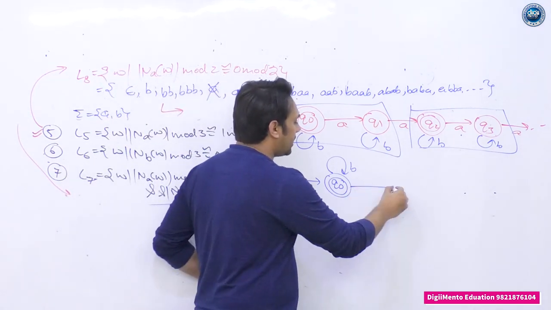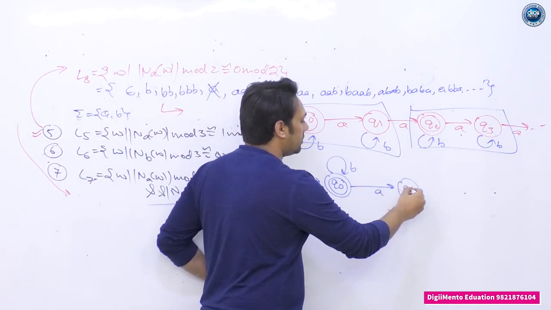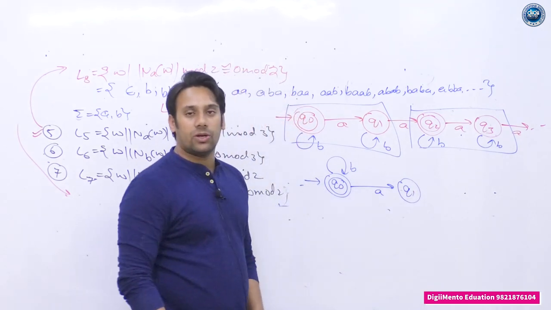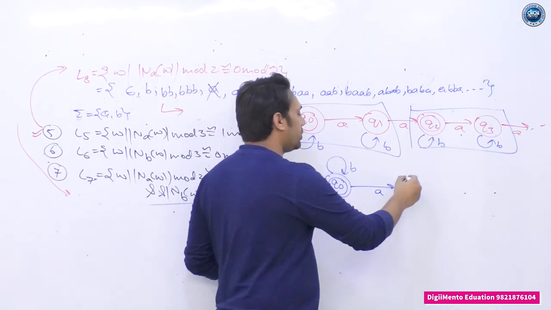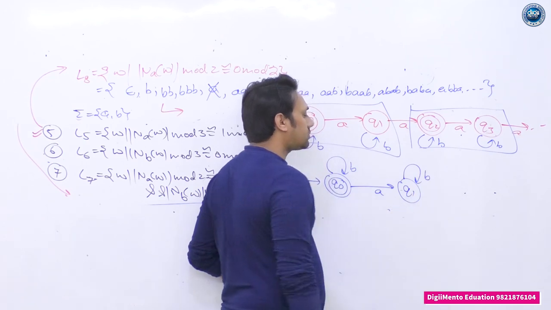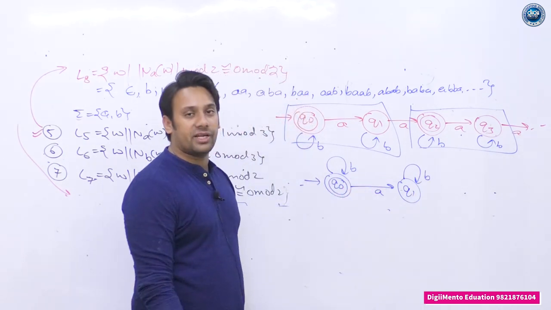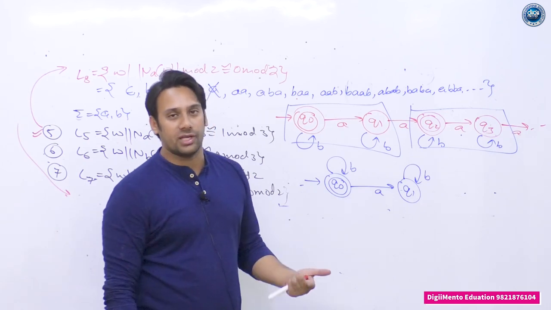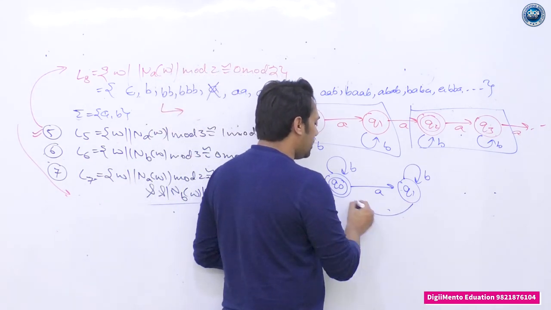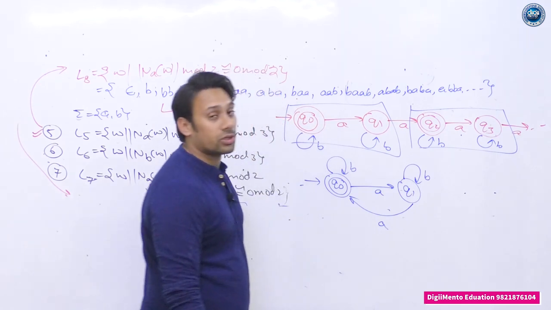If I get a single A, I'll go to the state Q1. Again, we are not counting the number of B's, so I'm going to put it in a loop. It doesn't matter how many B's are there. The only thing that matters is the number of A's. So if I get one more A, again, I'll go to the state Q0.